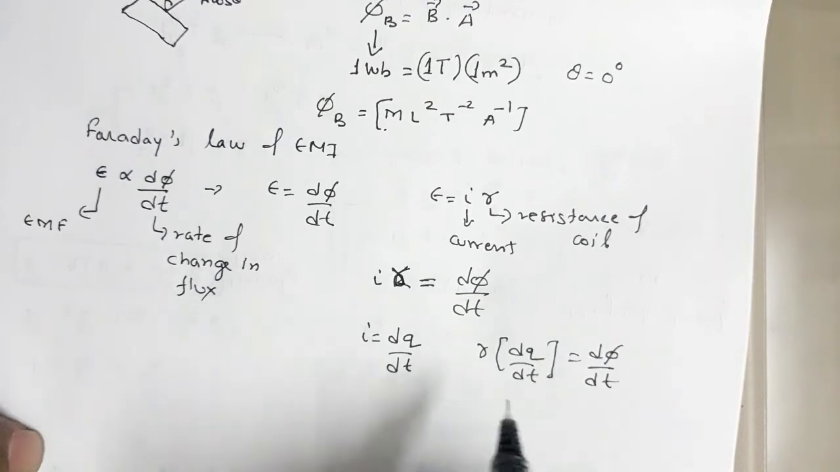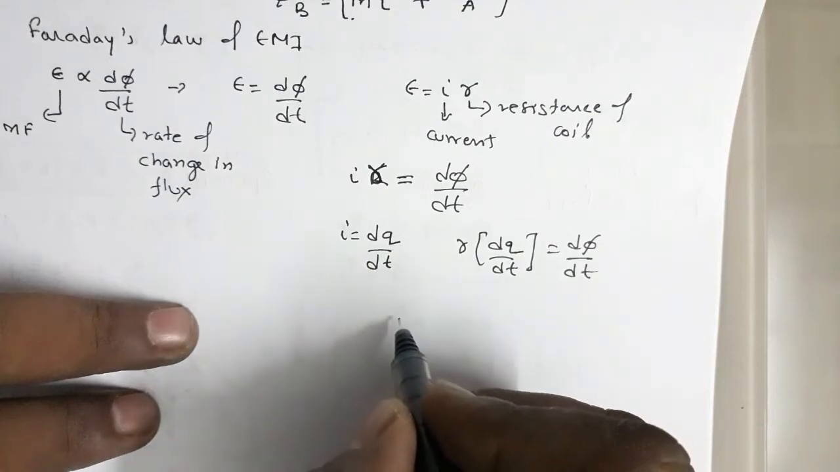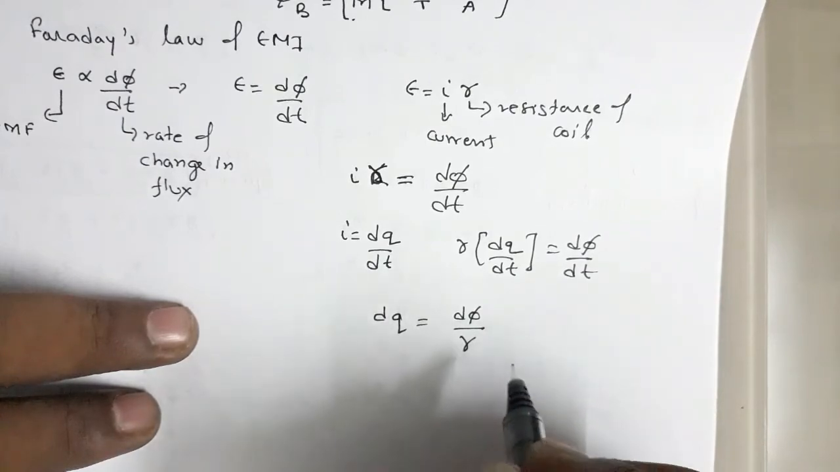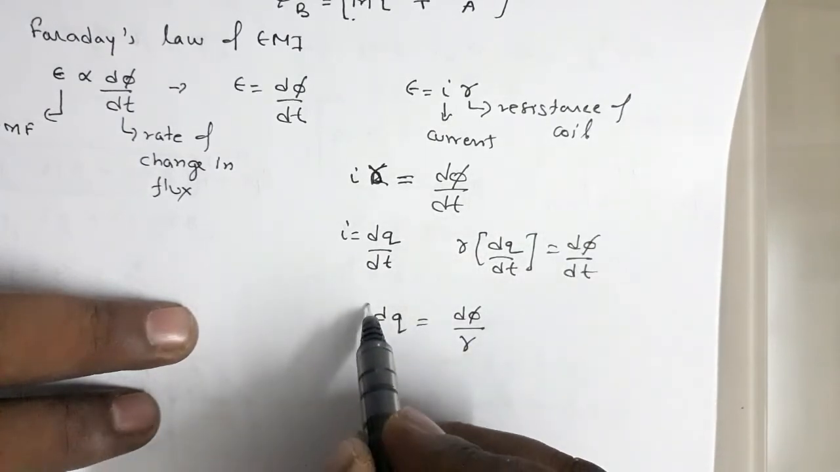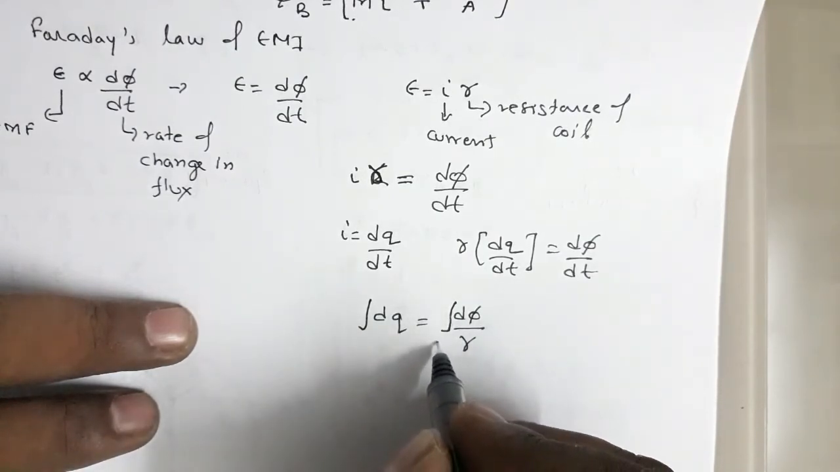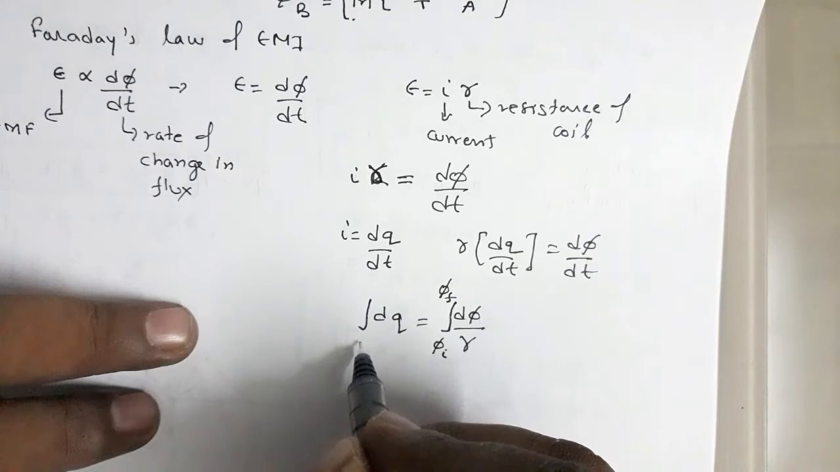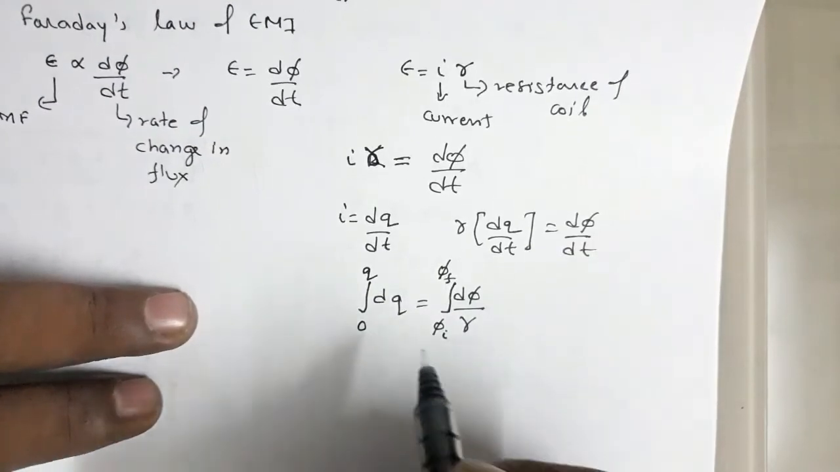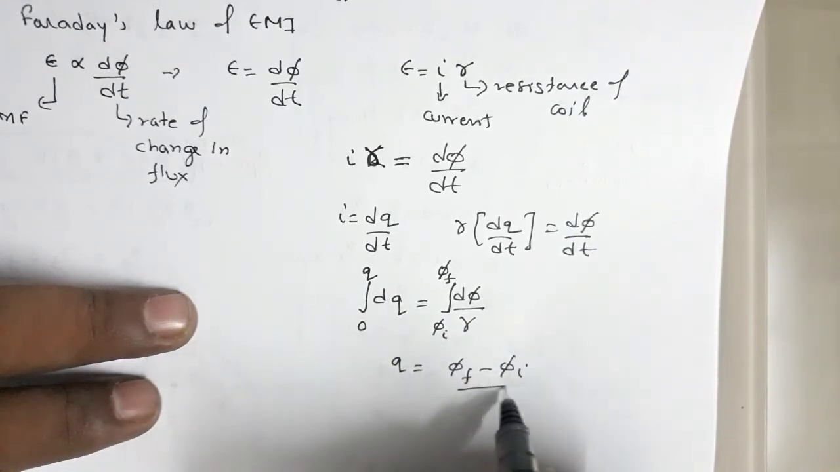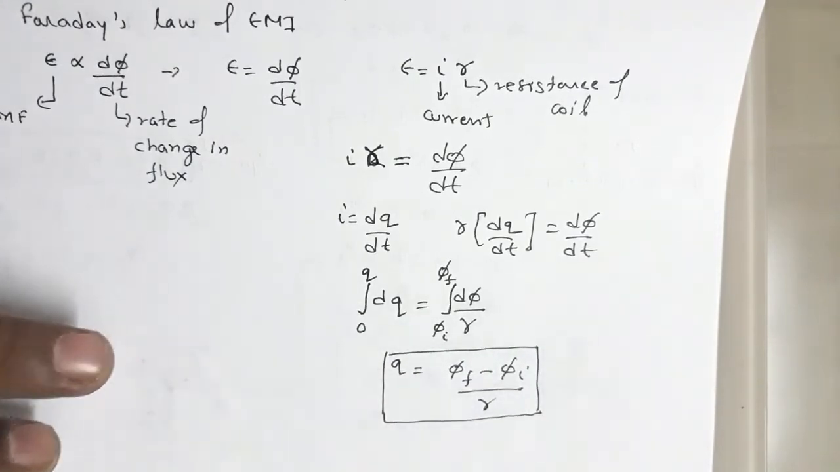So that gives dq is equal to d phi by R, where R is the resistance. If I integrate this, the flux changes from the initial flux phi i to phi f, and the charge flows from 0 to Q. So this gives Q is equal to phi f minus phi i divided by R, the resistance. So this amount of charge will flow through the coil.